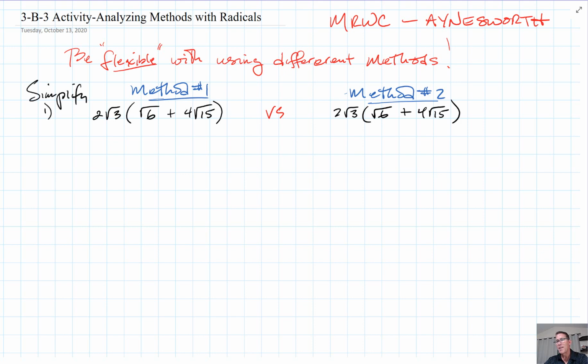Hey, good morning, everybody. This is Mr. Ainsworth, and we are in MRWC here, and we are going to talk about how to analyze different methods with radicals for activity 3v3. So it's just another little prep here to help you guys out, especially in this online era where it's a little bit more difficult than usual because I am not with you.